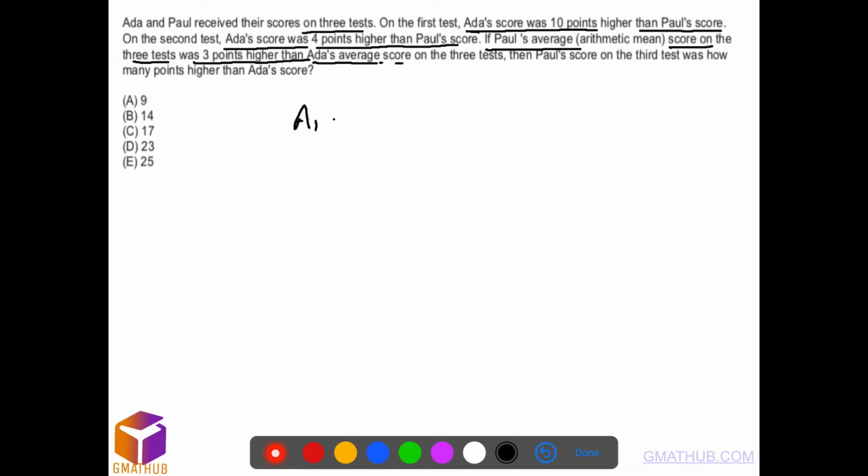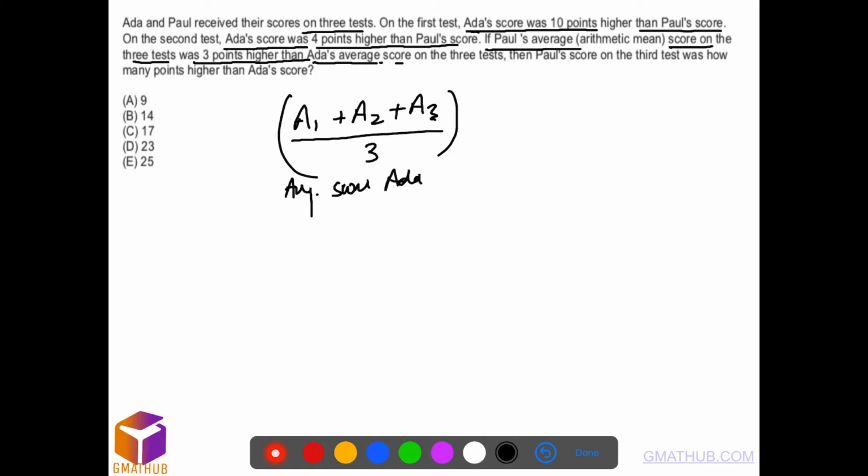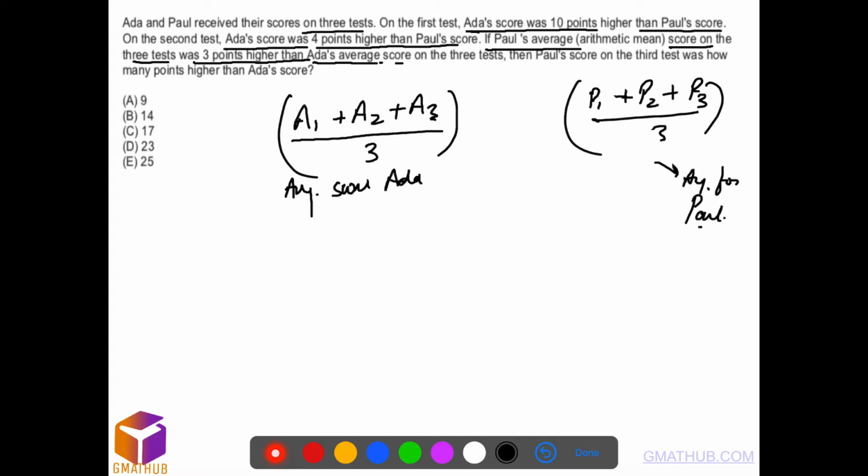Let's say A1, A2 plus A3. These are Ada's scores in 3 tests. So this would be average score for Ada. And let's say P1 plus P2 plus P3. These are 3 scores of Paul, and this becomes average for Paul. Given is average for Paul is 3 more than average for Ada.